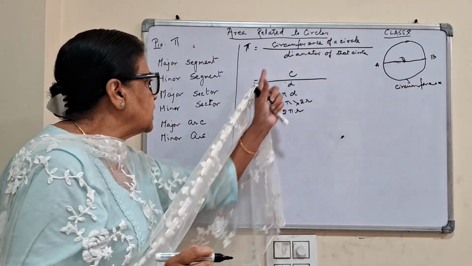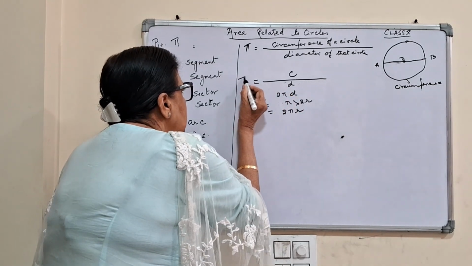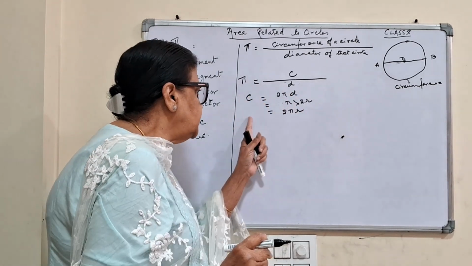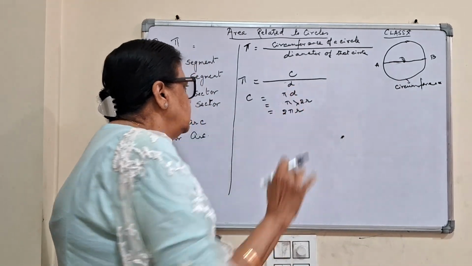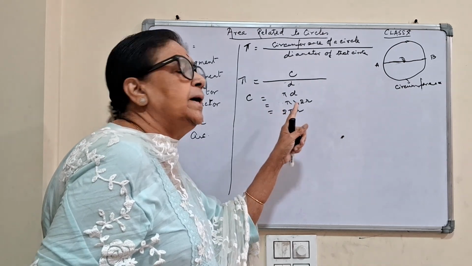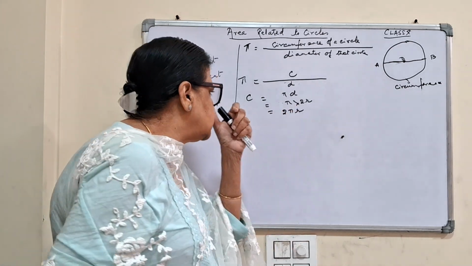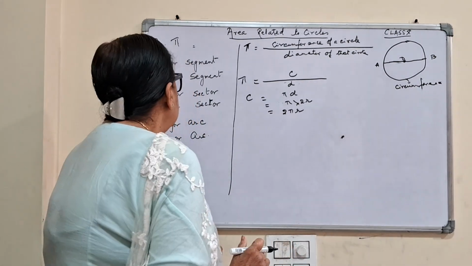Pi is circumference by the diameter. This is pi, and circumference is pi d, that is equal to pi into 2r. Yes, that is 2 pi r. Okay, that we have done.